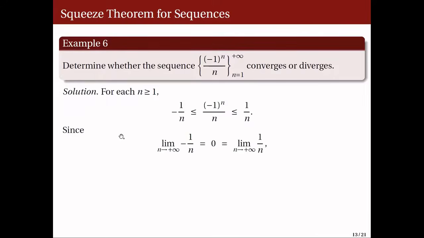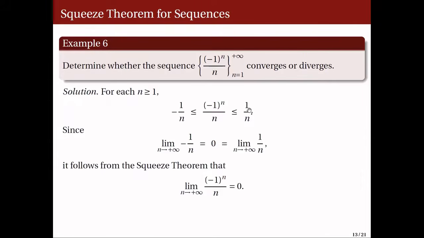Now, let's evaluate the limit of these terms here. Note that the limit of -1 over n as n goes to infinity is equal to 0, and the same can be said about the limit of 1 over n as n goes to infinity.